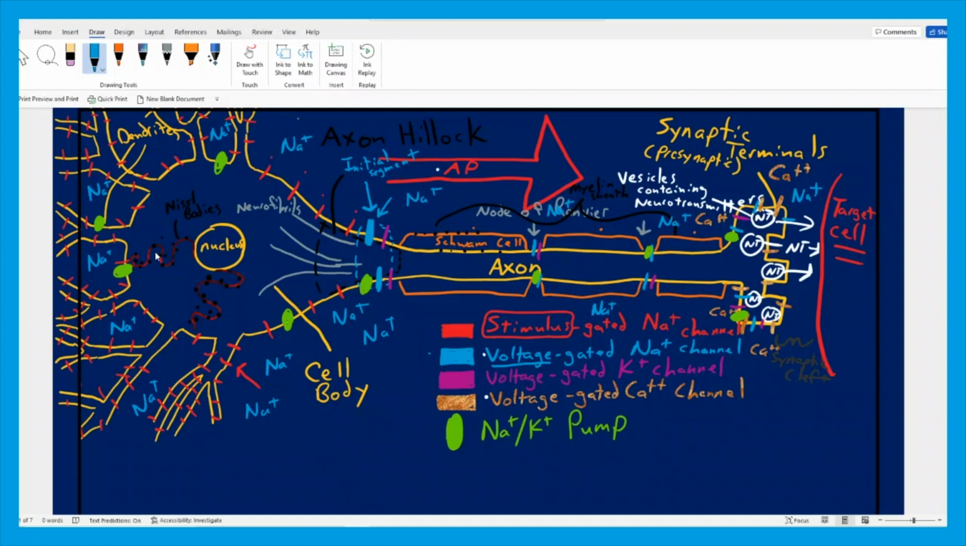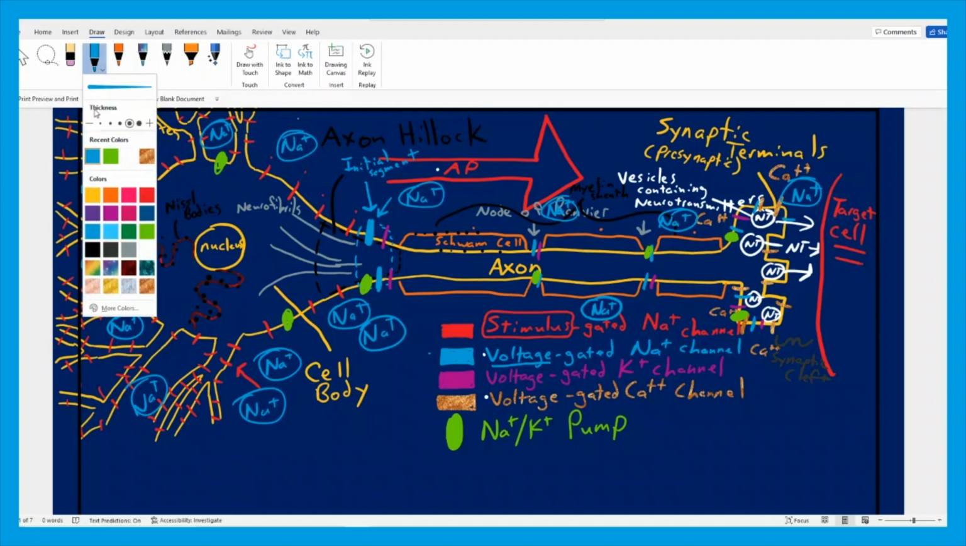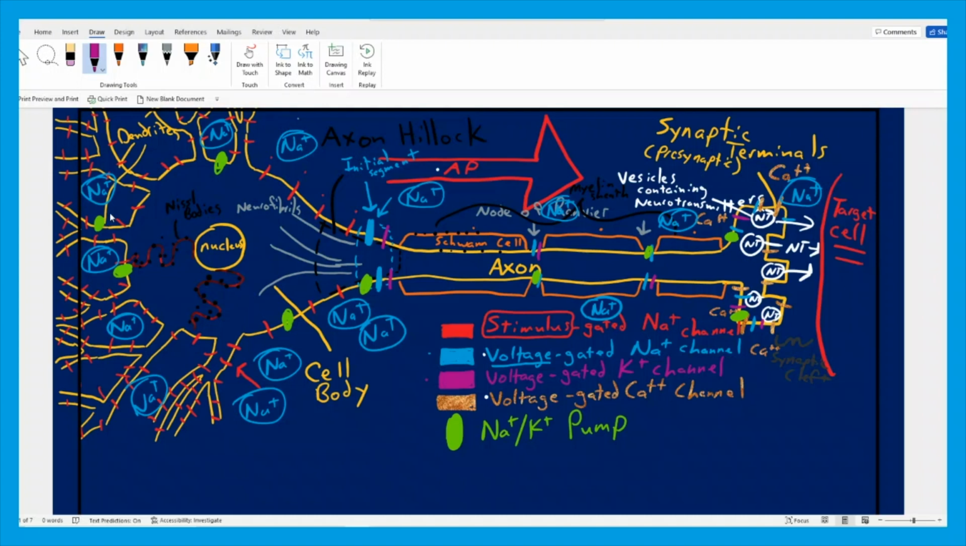Fifteen. And now just to double check my count, I'll draw a little circle around each one. So I've got 15 sodiums drawn outside my cell, and 2/3 of that would be the number of potassiums that would be inside my cell. What's 2/3 of 15? 10.